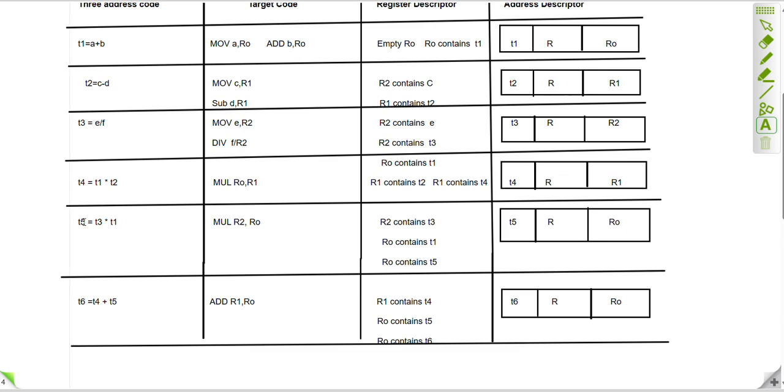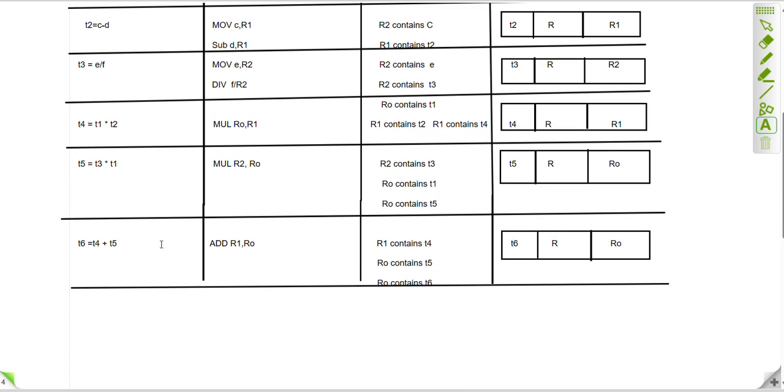Now the next instruction is T5. T5 = T3 * T1. T3 is stored in R2, and T1 is stored in R0. So we multiply both of them. Now R0 contains T5. As we can see, T5 is stored in R0.